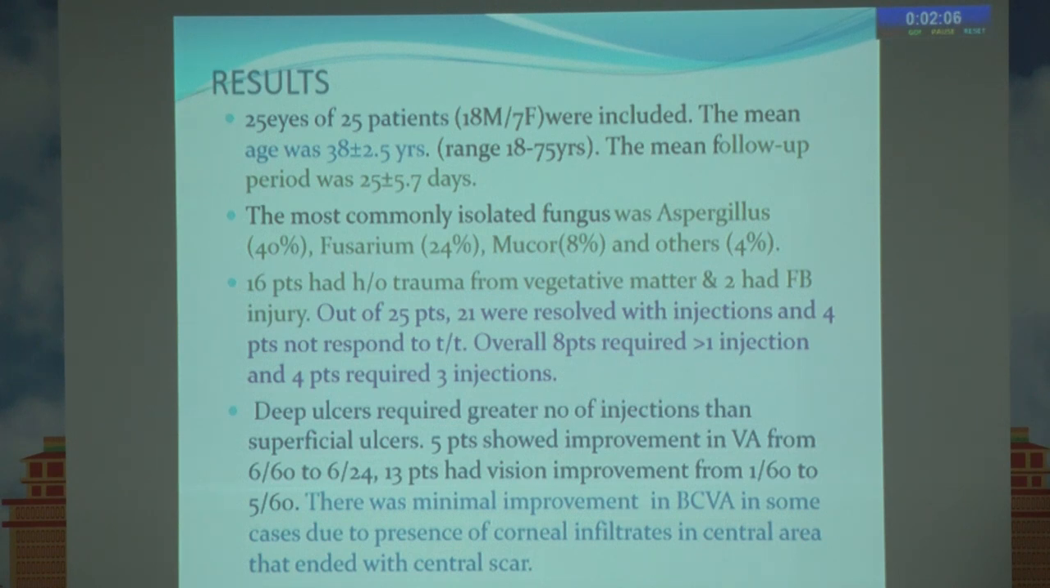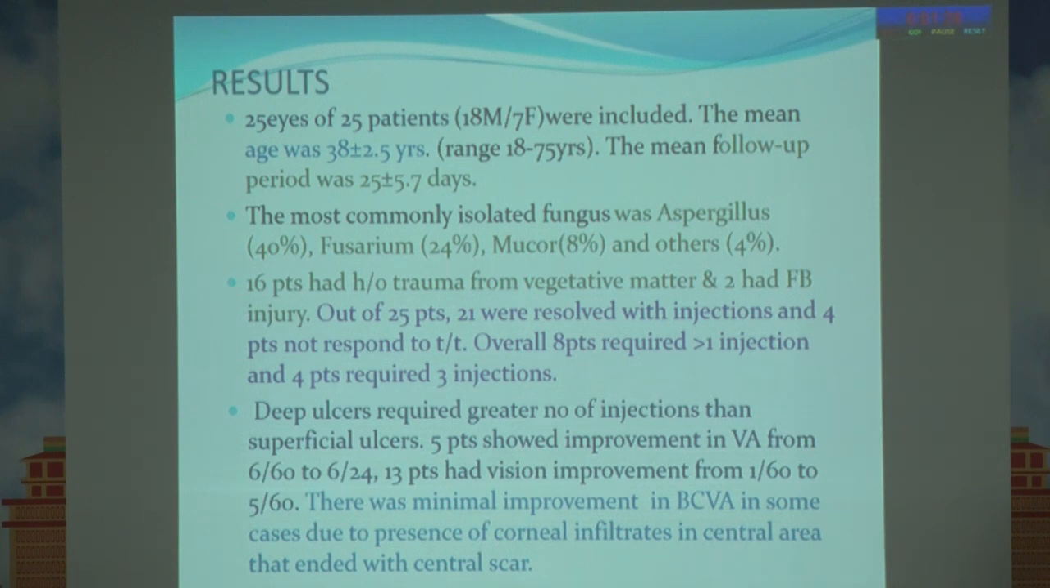Most commonly isolated fungus was Aspergillus at 40%, Fusarium was 24%, Mucor was 8%. 16 patients had a history of trauma with vegetative matter, and 2 had foreign body injury. Out of 25 patients, 21 were resolved with injection, and 4% did not respond to treatment. Overall, 8% required more than 1 injection, and 4% required more than 3 injections.